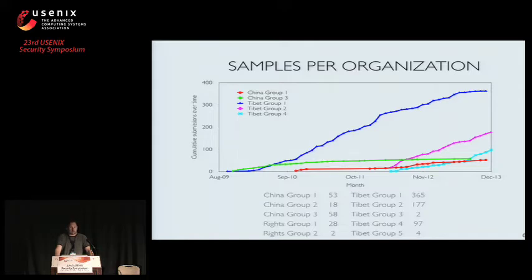So here are the numbers on the total number of samples submitted from each organization. And in the rest of the presentation, we're going to be looking at the groups that had 50 or more submissions.